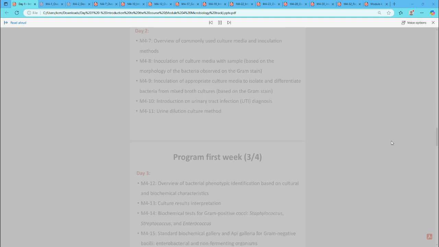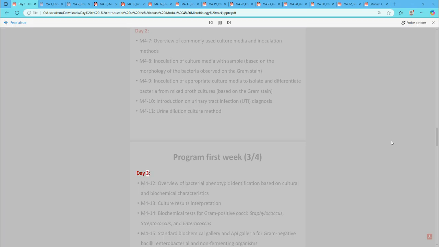Day 2. M4-7, Overview of commonly used culture media and inoculation methods. M4-8, Inoculation of culture media with sample, based on the morphology of the bacteria observed on the Gram stain. M4-9, Inoculation of appropriate culture media to isolate and differentiate bacteria from mixed broth cultures based on the Gram stain. M4-10, Introduction on urinary tract infection, UTI, diagnosis. M4-11, Urine dilution culture method.